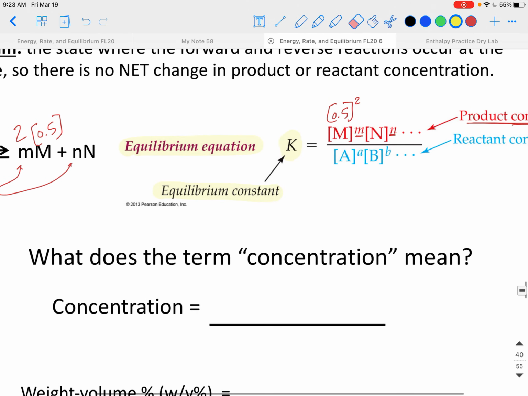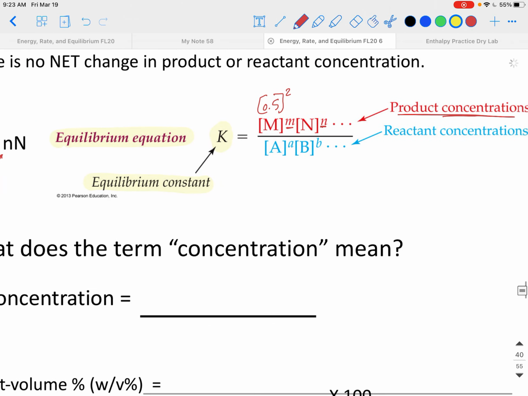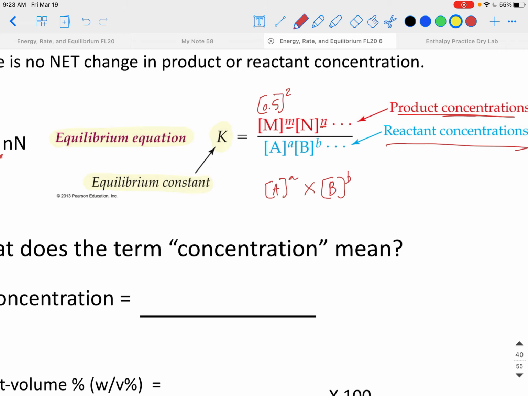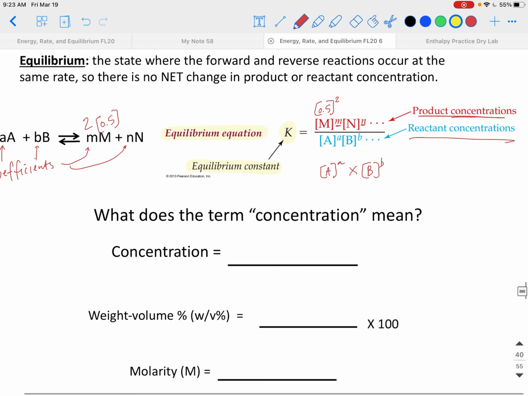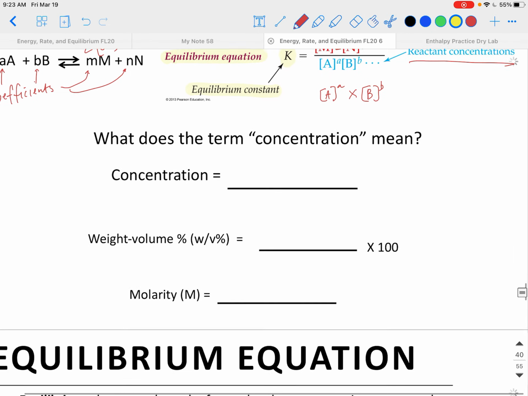All right, so on the bottom, you have the reactant concentrations, A and B, raised to the power of their coefficients. Remember, the lowercase letters are the coefficients. All right, so concentration of products raised to the power of their coefficients, divided by the concentration of the reactants raised to their coefficients. And these things are multiplied, okay? So it's A raised to the power of its coefficient times the concentration of B raised to the power of its coefficient. All right, so you got to make sure your equation is balanced so that you have the right coefficients. And then same on the top, the M and the N, it's all multiplied.